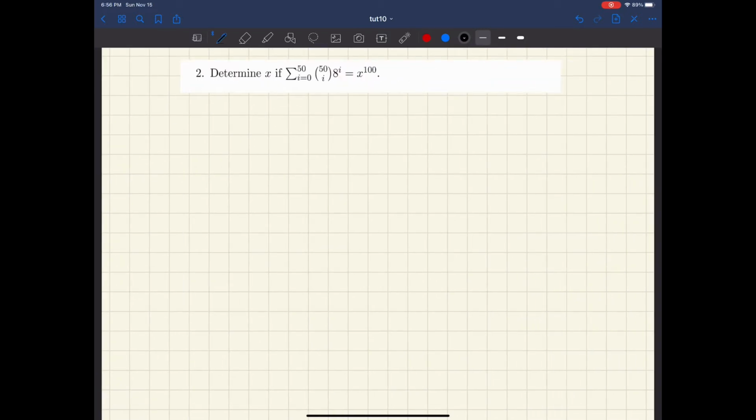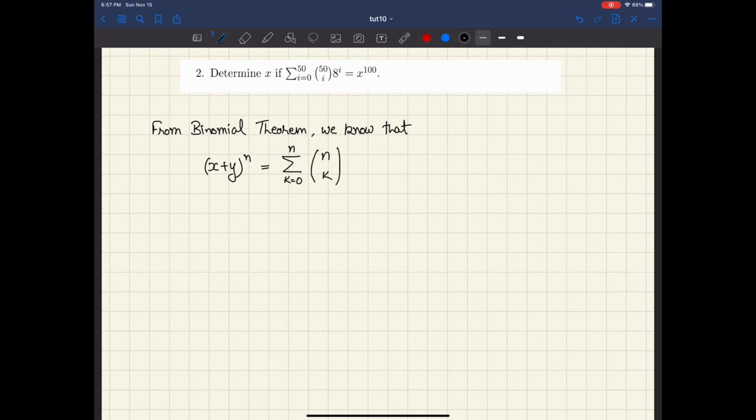Now, the second question says: determine x if the summation i from 0 to 50, 50Ci, 8 to the power i is equal to x to the power 100. Now, from the binomial theorem, we had this definition: (x plus y) to the power n is equal to summation k equals 0 to n, nCk x to the power n minus k y to the power k.